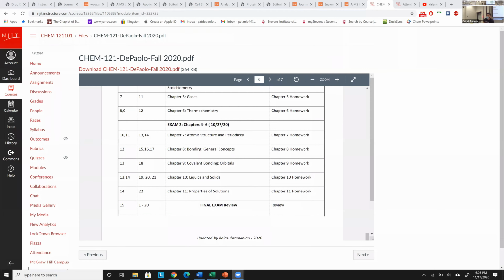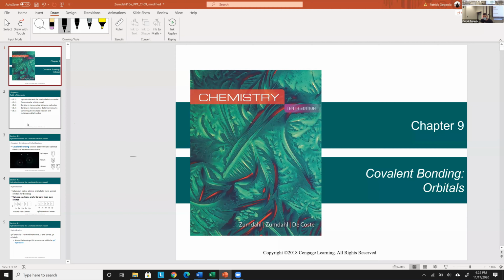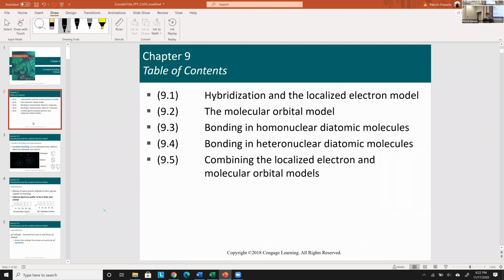Okay, chapter 9 is going to be covalent bonding. We'll learn two things: hybridization and the molecular orbital model. So what we've been learning about so far are atomic orbitals. You have an orbital in an atom and it has electrons in the S, the P, the D, whatever shell, right? But if you bond two atoms together, their orbitals mingle and they actually hybridize. So we'll learn about what that means.